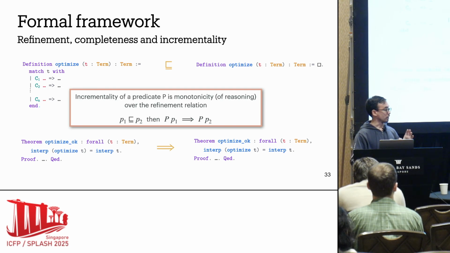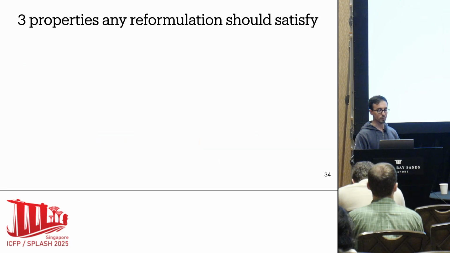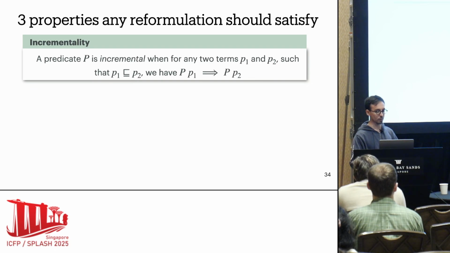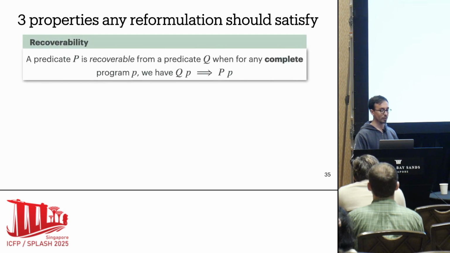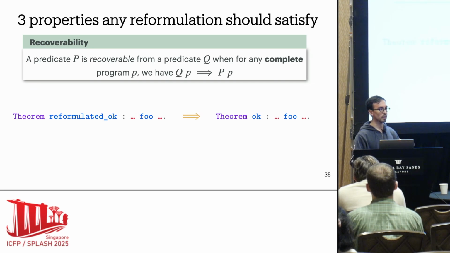And then for the reformulation part, we specify three properties that any reformulation should satisfy. The first one is, of course, incrementality, which gives us the stability of proofs. The second one is recoverability, which says that once you finish your program and you proved your reformulated specification, then it should imply the original one. And this is important because it can happen that you do all the work, you finish, and only at the end you realize that your original specification was not true. So all of your work went to the trash.